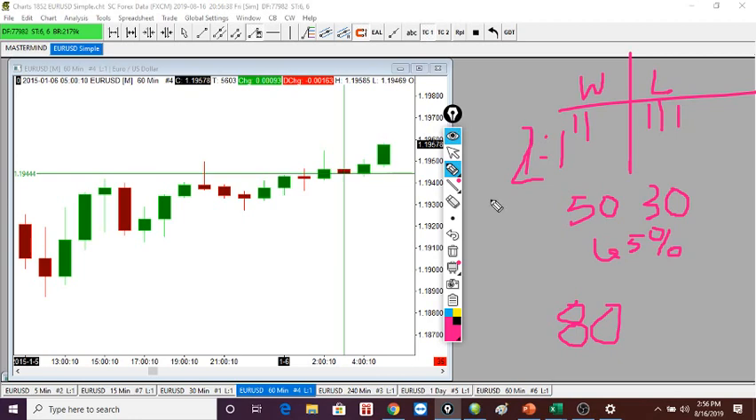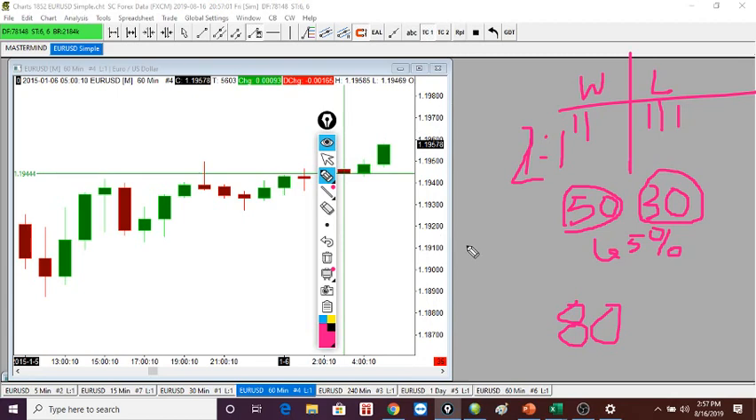I'm a rookie at this. I don't know what I'm doing yet. All I know is that I tried to get a 5 pip take profit within a 10 pip stop loss, and I was able to do that 65% of the time. Okay, so if I know that I won 50 of those trades and I lost 30 of them, then let's just take this number right here and say I won 65%, right? So if I only took 10 trades and I won 65%, how many trades did I win?